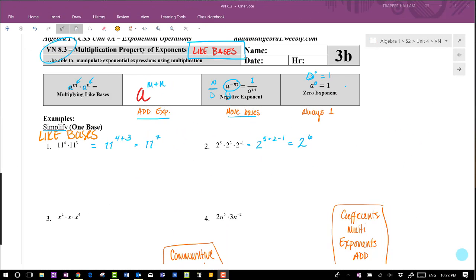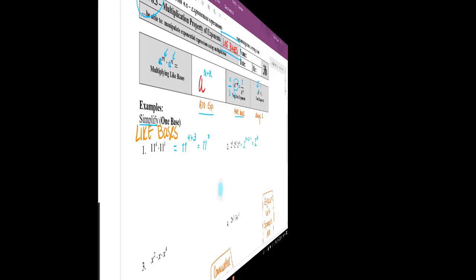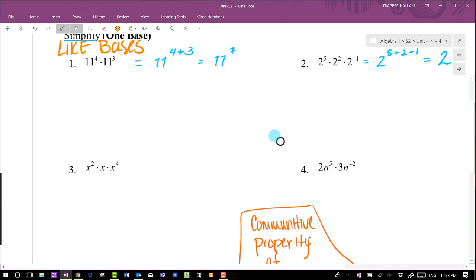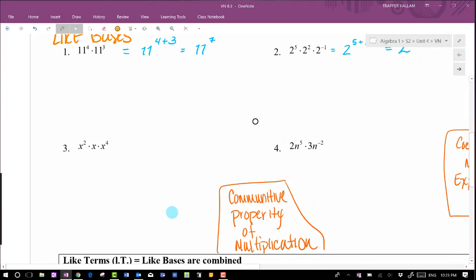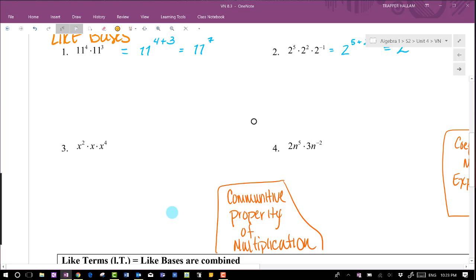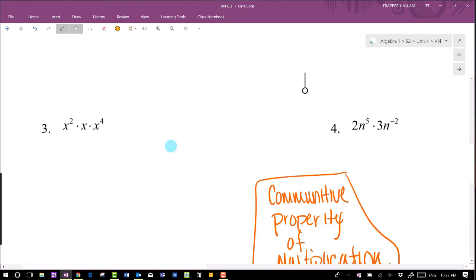Okay, hi and welcome to the example video on the notes 8.3, which is exponent properties of multiplication, specifically like bases. So we did a couple in the notes video where we talked about it, but now we're going to go ahead and break into a couple new examples. In this set of examples, we're going to complicate the situation a little bit by including the idea of a variable. So you can see here we've got a couple of variables. Variables can be considered like bases as well.